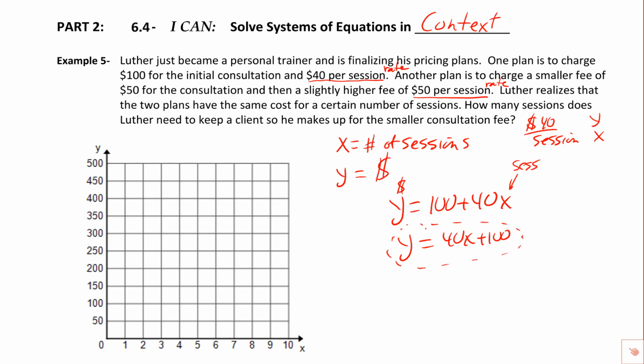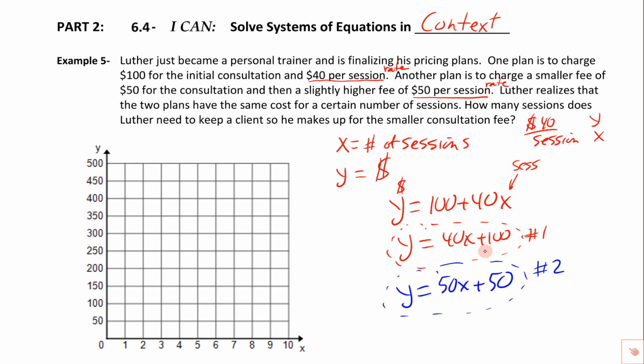And then in blue, I'm going to do the other one. So this is the other pricing plan. On that pricing plan, he's going to charge $50 per session, but he's going to charge that lower $50 fee up front. Okay, so there are the two that we're after. This is plan number 2, and this one here is number 1. That's pricing plan number 1. We'll keep them straight that way. Now, we are going to use calculators to solve this, but we do need to graph this.